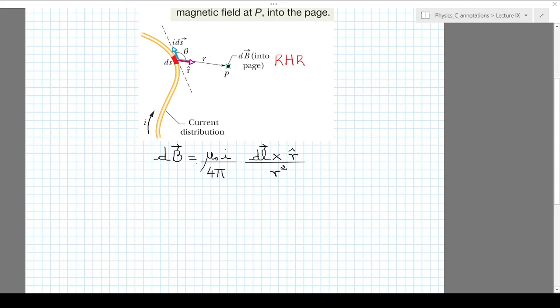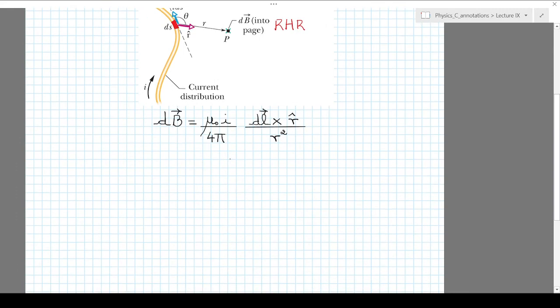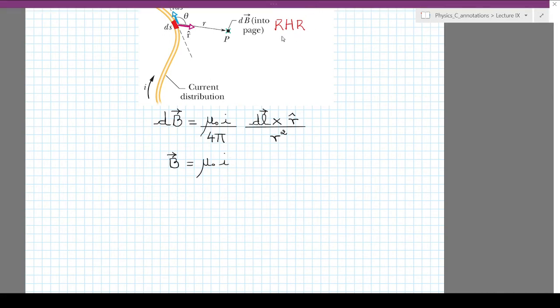Okay, this is infinitesimal, and if you want to know the contributions of every single infinitesimal component, all you have to do is integrate. We are already familiar with that. So this is going to give us an expression like this. You can put everything that is constant outside, so this is going to be mu zero I over 4 pi.